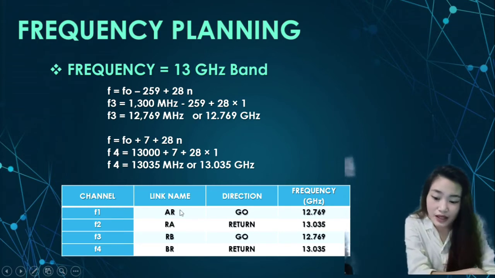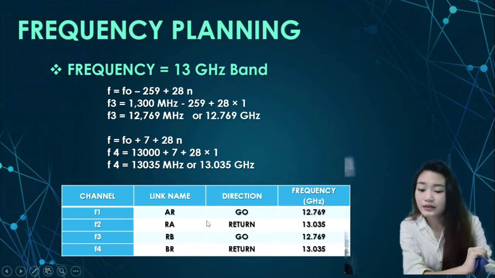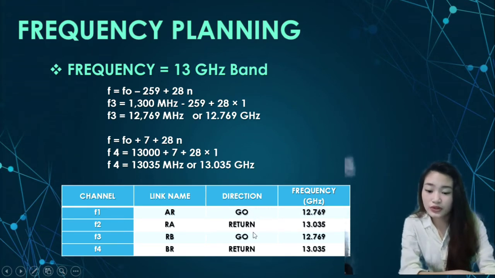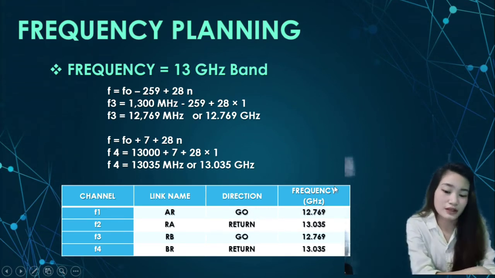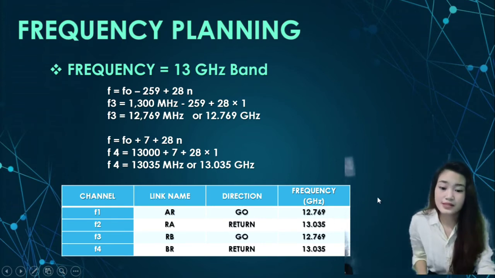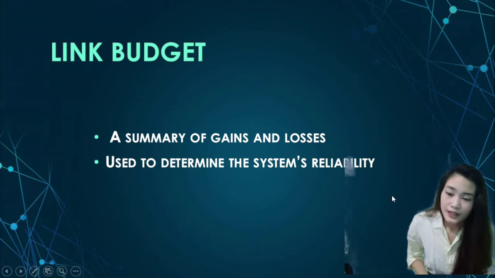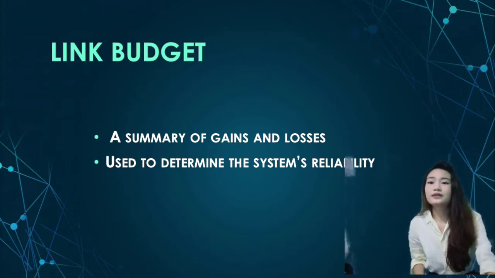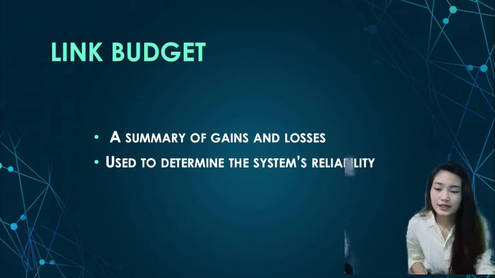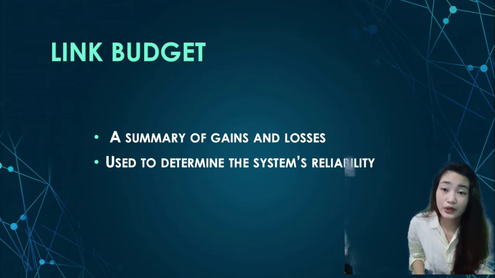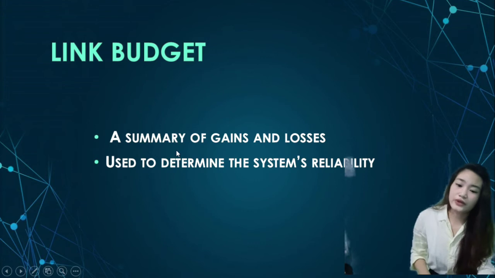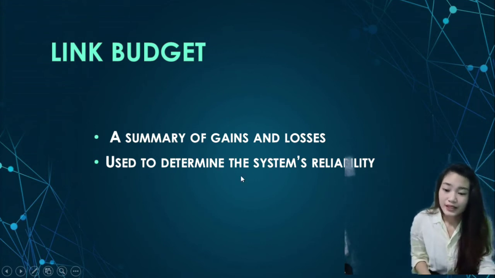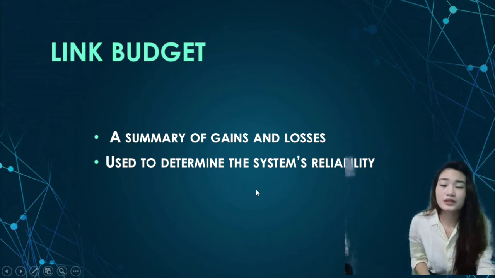Link name AR, RA, RB, BR. Directions go, return, and frequency in gigahertz. These are the frequencies, as you can see. Link budget, this is the last part, I guess, in making a microwave link design. It is the summary of gains and losses, and it is used to determine the system's reliability.